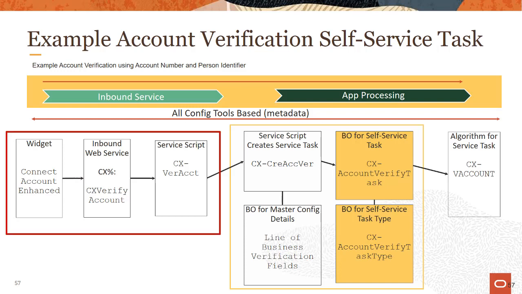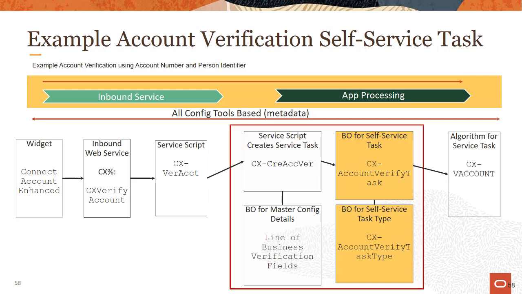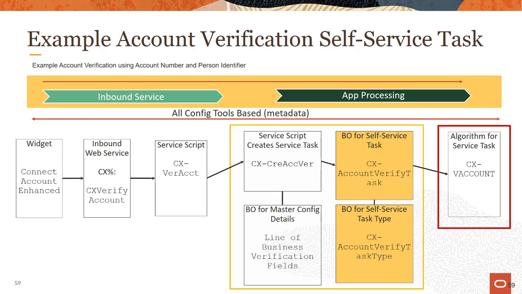Here is an example of what happens during account verification. The DSS widget, Connected Account Enhanced, invokes the CX Verify account inbound web service that calls the CX Ver account service script. The CX Ver account service script creates the CX Create Account Verification service task, referencing the line of business verification field's business object. The business object, CX Account Verify task, and task type confirm that values submitted pass verification. Then, CXV account successfully verifies the account.